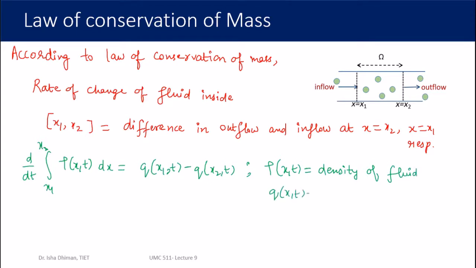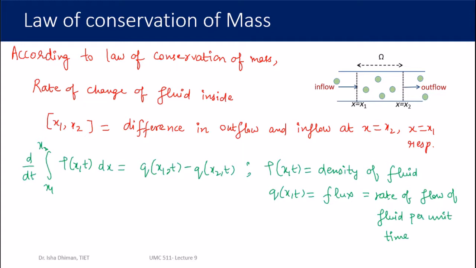and q(x,t) is the flux, which is the rate of flow of fluid per unit time. You need not write per unit time because rate means per unit time. So rho, density, is clearly a function of space and time. In space we have taken only one dimension, which is x.